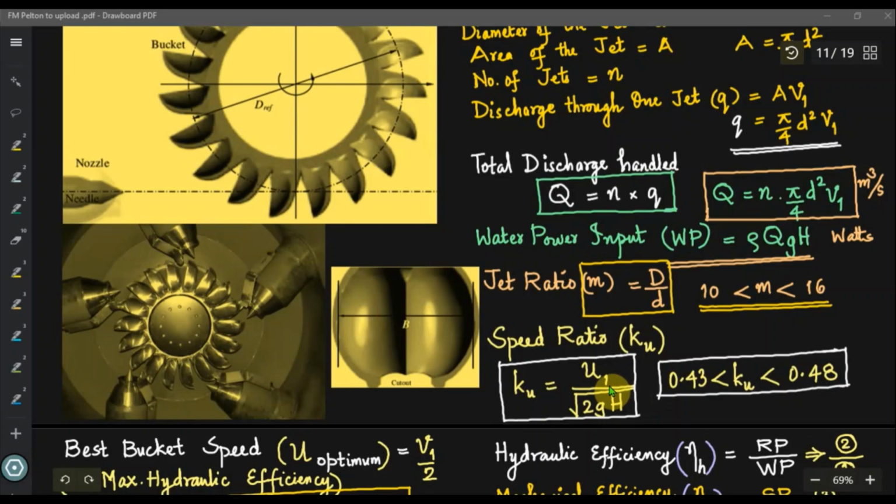And we know that the Pelton turbine is known to be a high head turbine with comparatively lower discharge compared to the reaction turbines. Two important ratios for the Pelton wheel: one is the jet ratio and the other is the speed ratio. The jet ratio, let us denote it by small letter m, is equal to capital D by small d. Capital D is the effective diameter of the Pelton wheel and small d is the diameter of the nozzle or diameter of the jet. And this jet ratio is usually kept in the range of 10 to 16 for better performance.